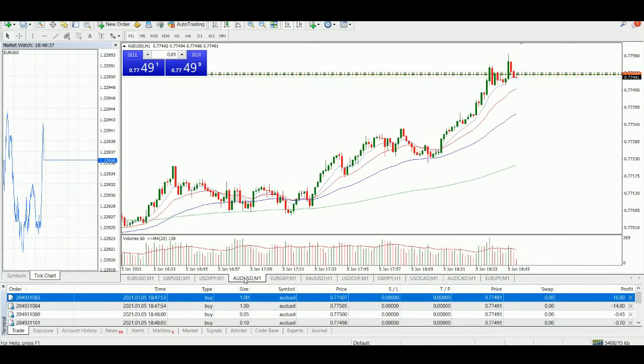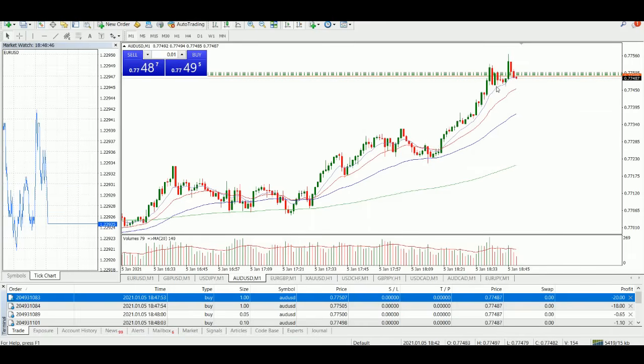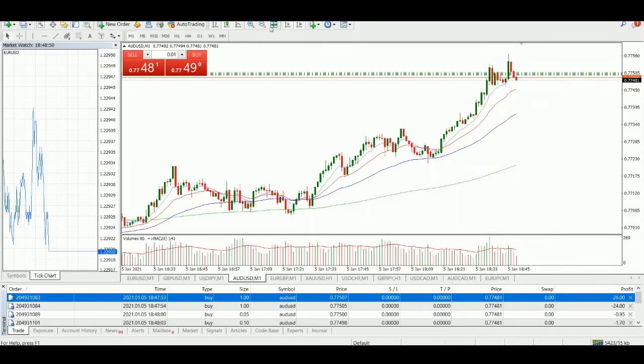Okay, so we always need the best, which is AUD dollar. Take a look. AUD dollar reached EMA 9 in a while, and then went up again. Okay, and now we are in the first support area, so that's a great buying sign.